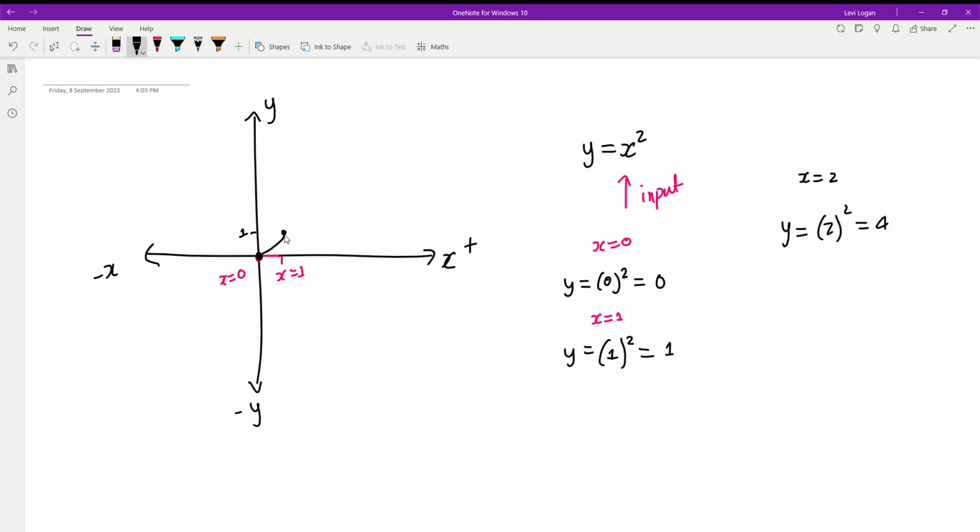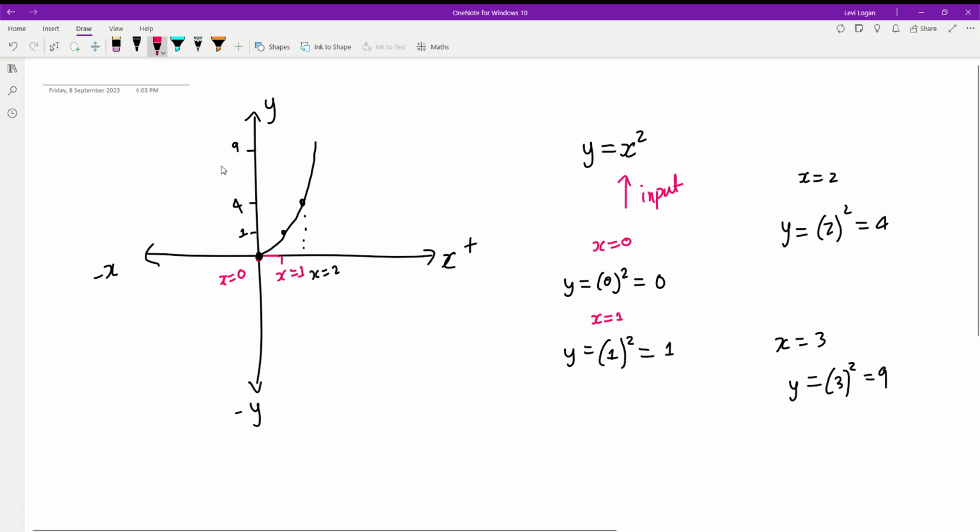So all of a sudden, we're starting to get a shape like this. So 4, and it keeps getting higher and higher. So x equals 2, and if you had x is equal to 3, it would give you a height of 3 squared, which is 9. So it'd be all the way up here. So if you did this with every number, you would get a shape like this.